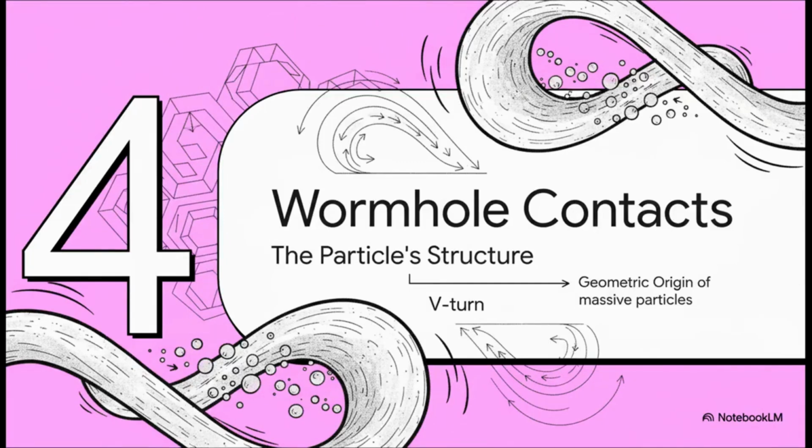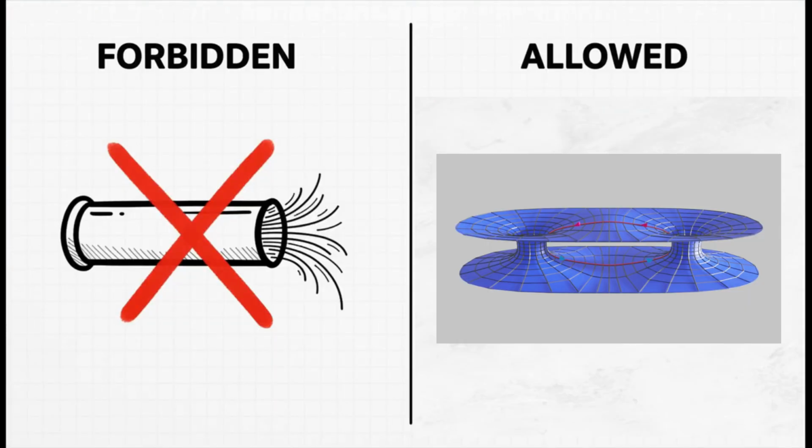Okay, with that V-turn concept now in our toolkit, let's get back to our main subject, these wormhole contact pairs that represent massive particles. We need to clarify their essential physics. You see, the theory's field equations lay down a very strict rule. You simply cannot have an open-ended magnetic flux tube. That would be like having an isolated magnetic north pole, a monopole, and those are forbidden. So the flux must always form a closed, self-contained loop.